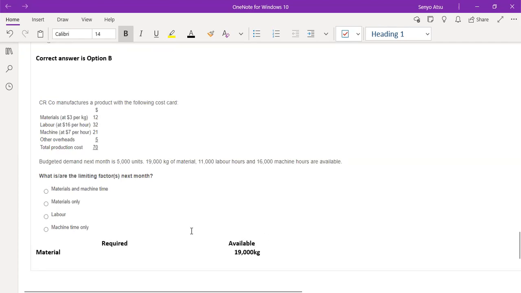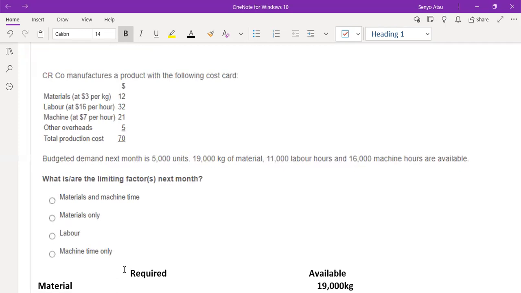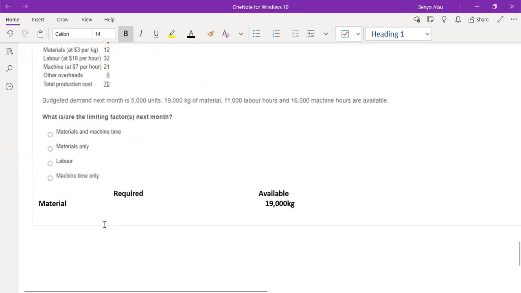How many do you need? How many of that do you need? So $12 divided by $3 is 4 kg. You need 4 kg to produce each unit, so for 5,000 units you need 20,000 kg, but you have only 19,000 kg. This is a limiting factor.